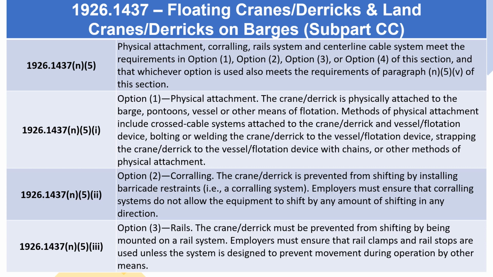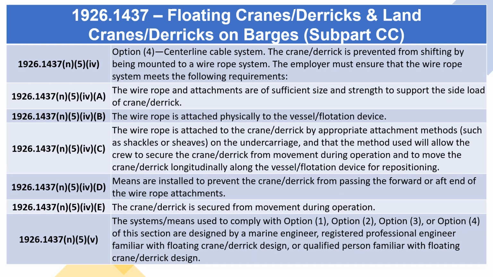Option 2. Corralling. The crane/derrick is prevented from shifting by installing barricade restraints, i.e., a corralling system. Employers must ensure that corralling systems do not allow the equipment to shift by any amount of shifting in any direction. Option 3. Rails. The crane/derrick must be prevented from shifting by being mounted on a rail system. Employers must ensure that rail clamps and rail stops are used unless the system is designed to prevent movement during operation by other means.